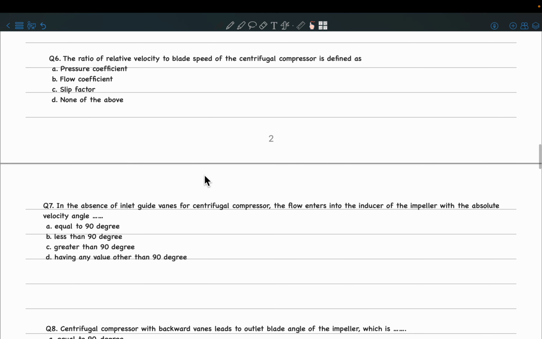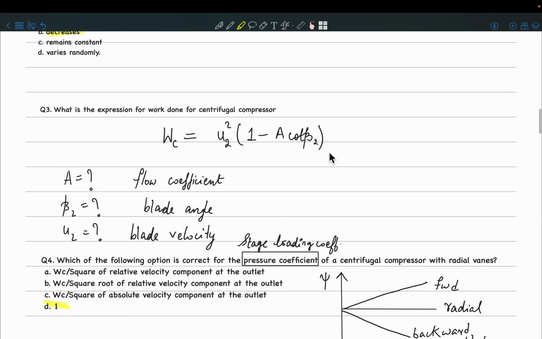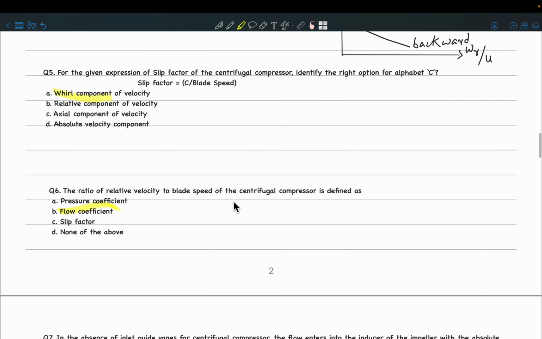Question 6. The ratio of relative velocity to blade speed of the centrifugal compressor is defined as. So, relative velocity to the blade speed, that is W divided by U. Yes, right, it's flow coefficient. So, this is what also came up in your expression of work right now, right? This A. So, that is the definition here. Okay.